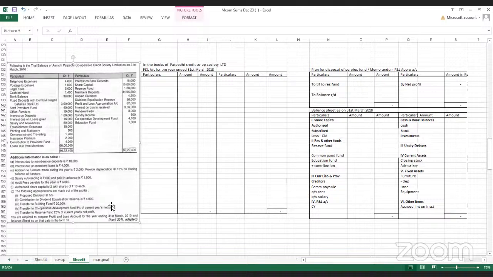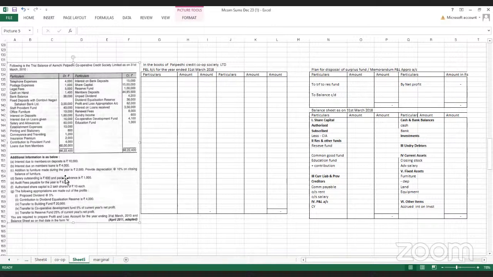First I'll read the adjustments so that we can leave space for any item which carries adjustment. First adjustment is interest due to members on deposits. So we have to first of all record interest due to members on deposits as an expense. In trial balance, you will find interest on deposits on the debit side, at the center.